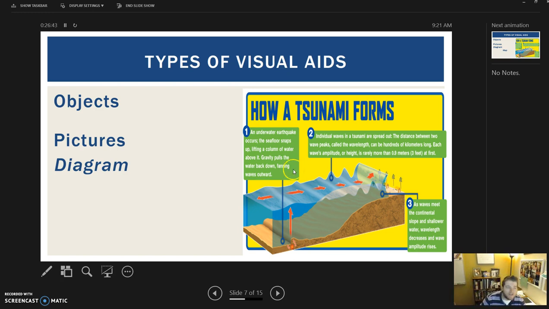And I would just use this diagram to show you how it gets bigger, bigger, bigger as the wave approaches land. All this stuff. I would use the diagram to explain how a tsunami forms, and all of a sudden it's way more interesting. Even though I'm using the same information, the picture makes it more interesting. Okay? Diagrams are great for that.